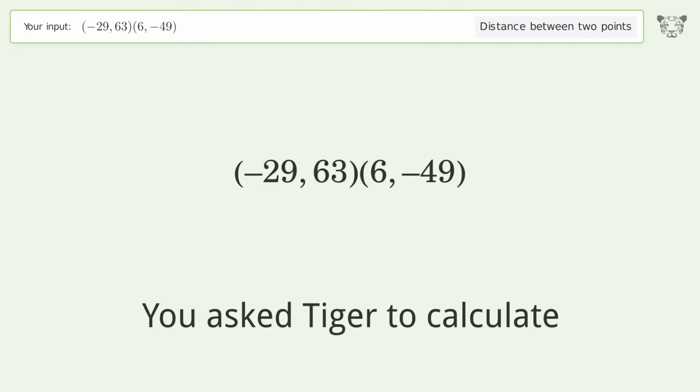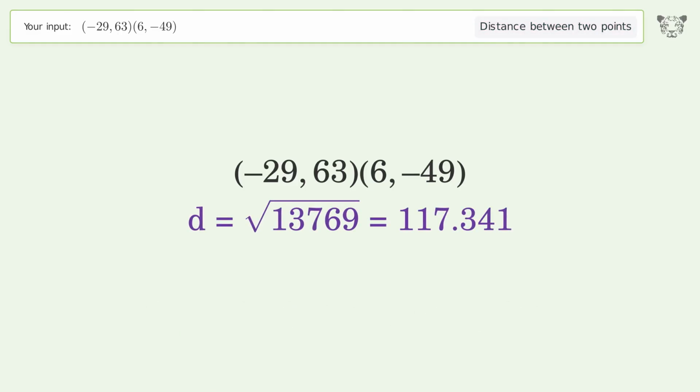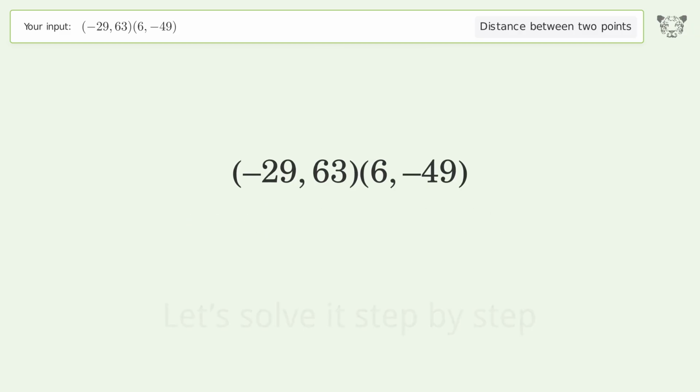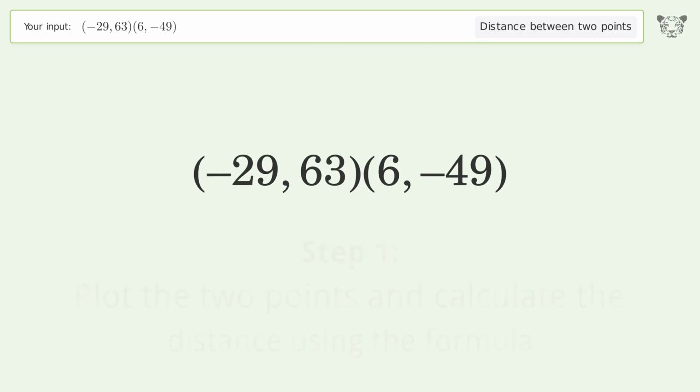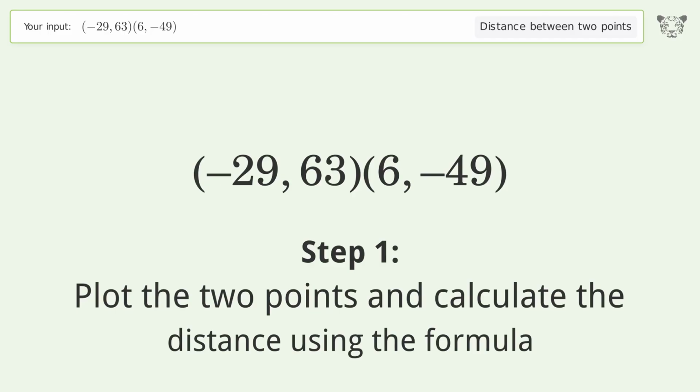You ask Tiger to calculate. This deals with the distance between 2 points. The distance between the 2 points is the square root of 13,769 or 117.341. Let's solve it step by step. Plot the 2 points and calculate the distance using the formula.